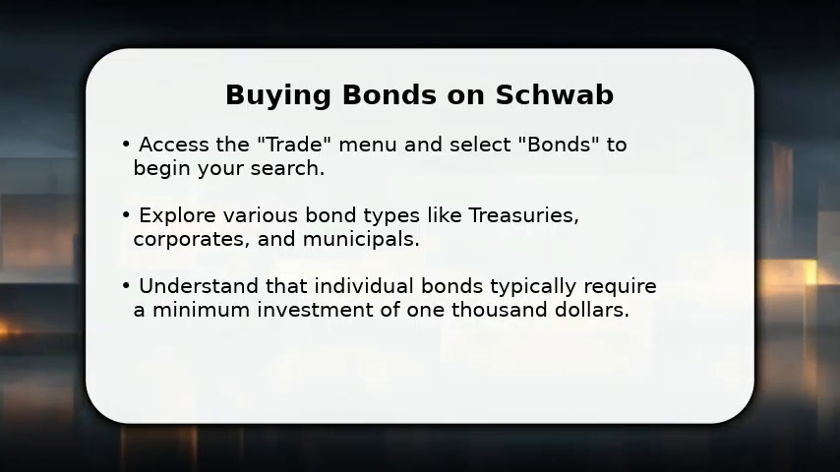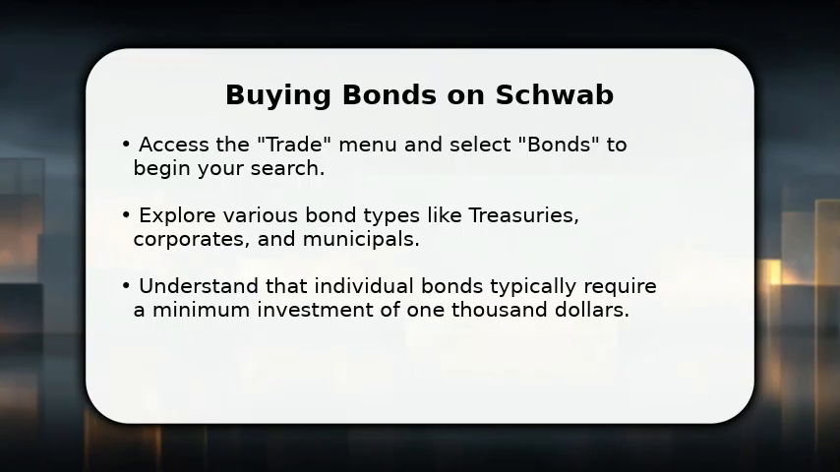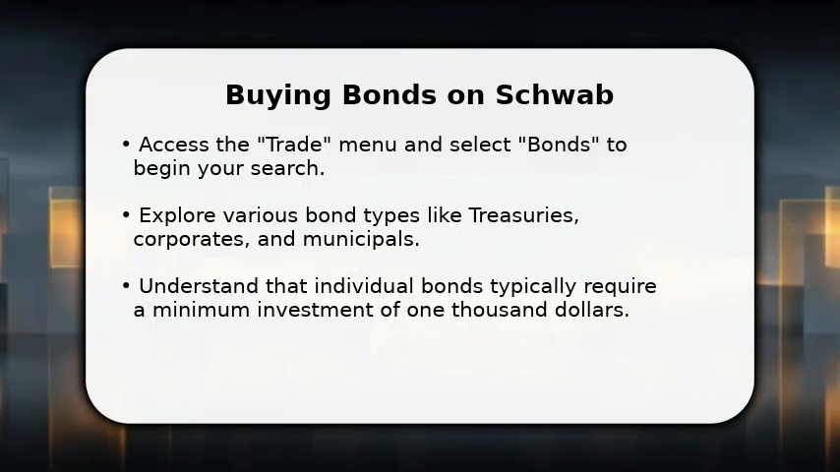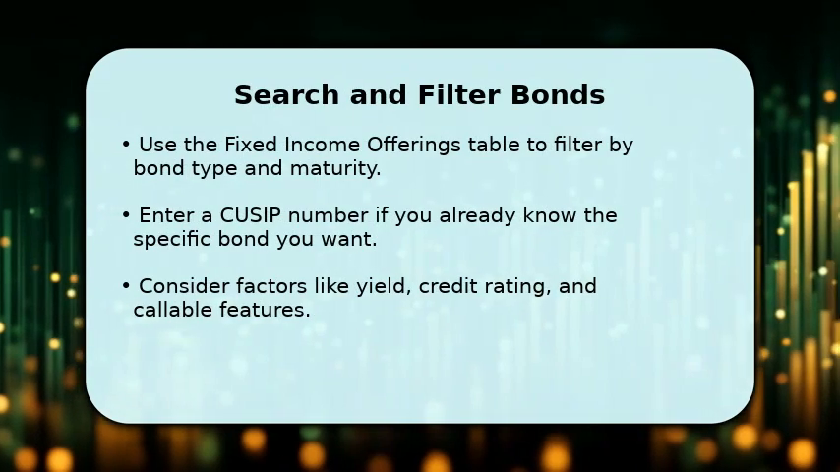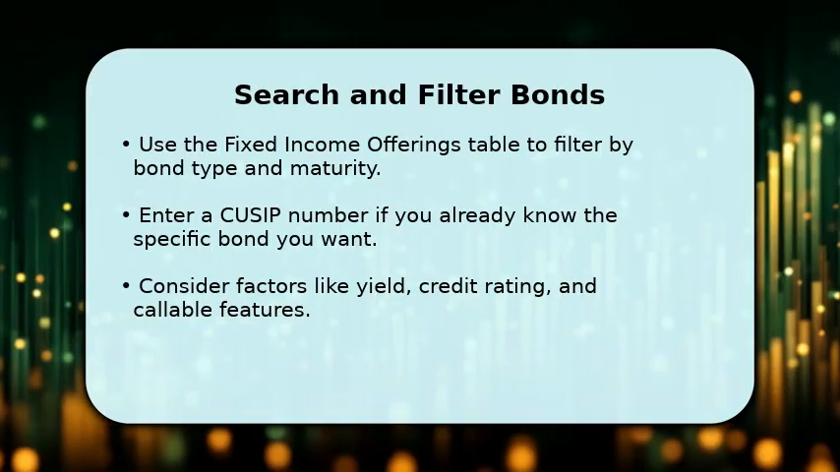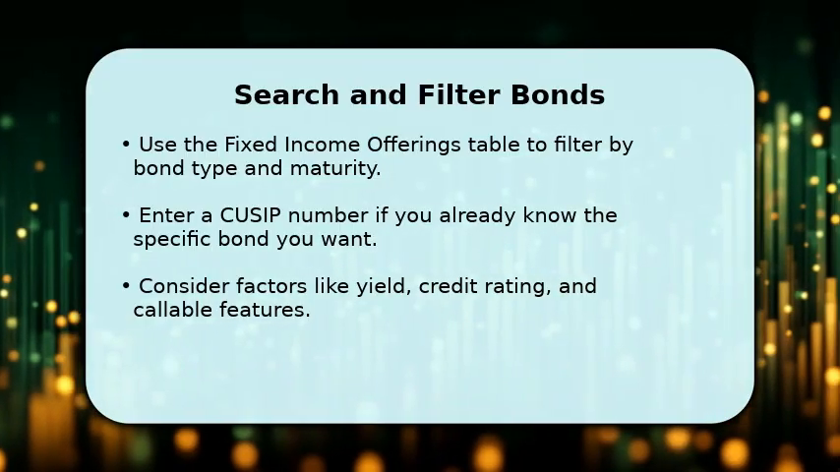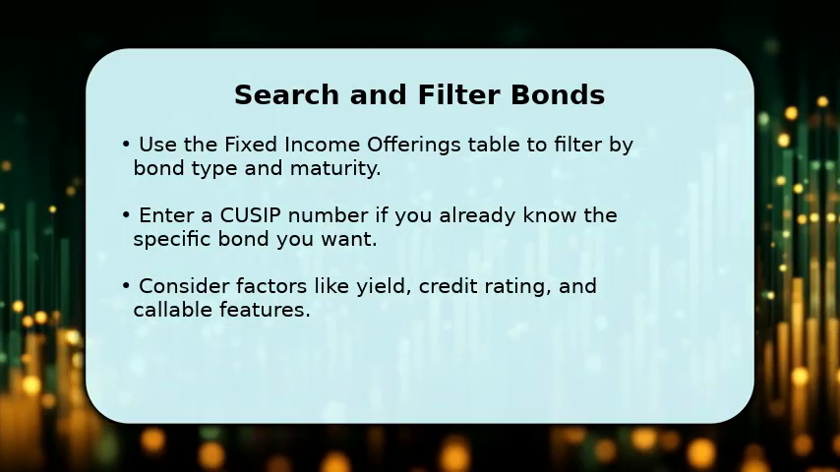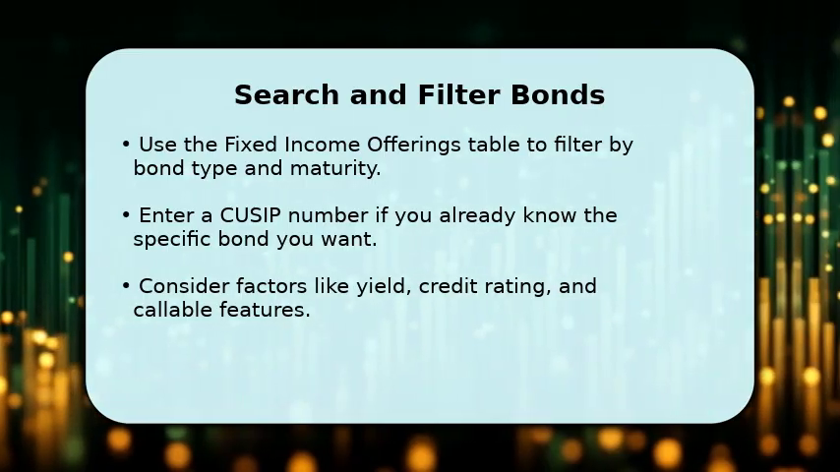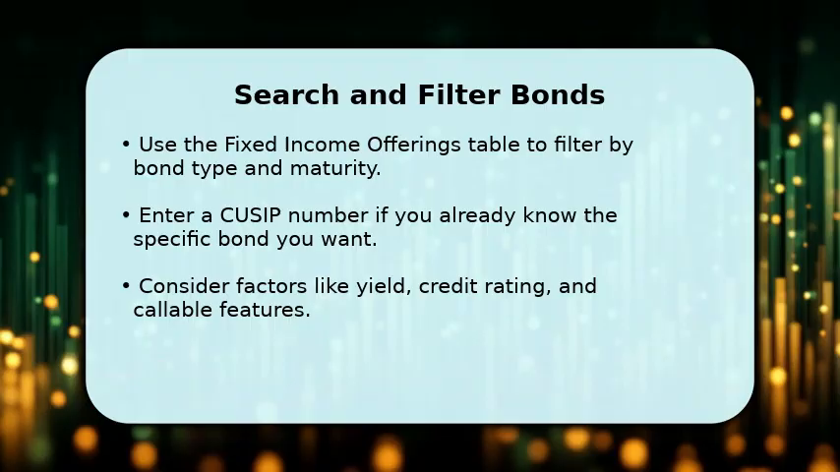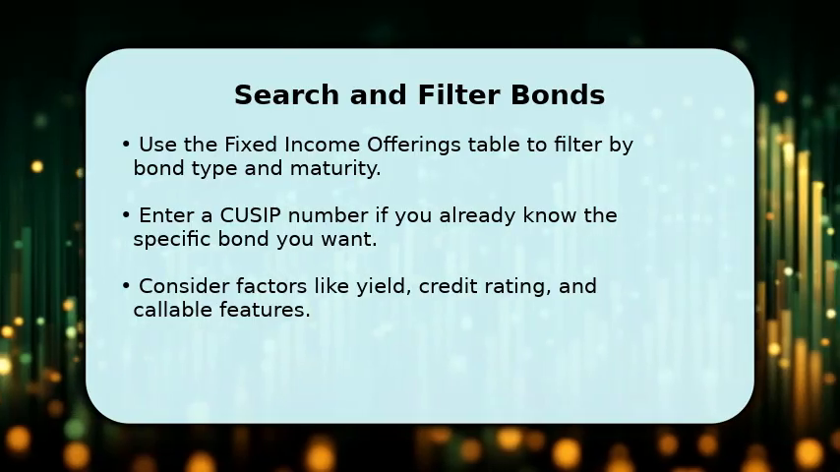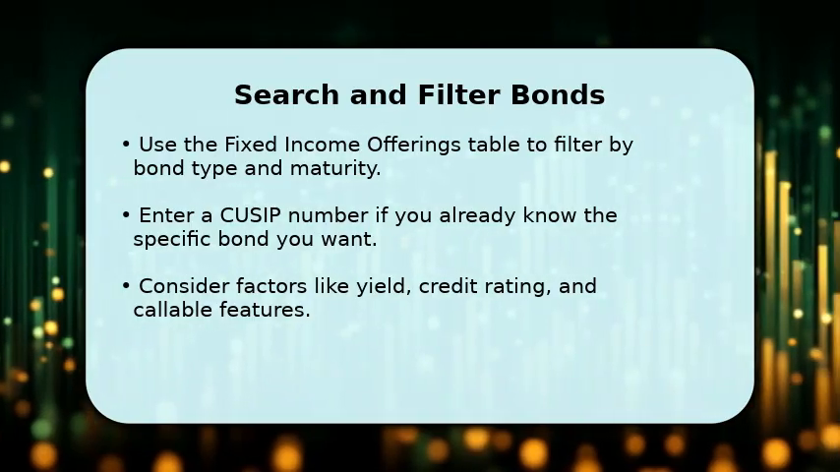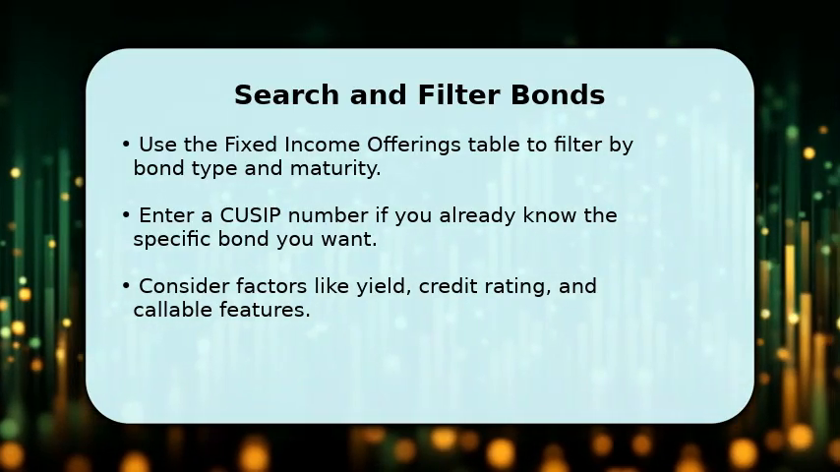Remember, most individual bonds have a minimum purchase requirement, often starting at $1,000 par value. Once on the bond trading page, you can efficiently search for bonds that align with your investment goals. Utilize the fixed income offerings table to filter by specific bond types, such as treasuries and desired maturity dates. If you have a particular bond in mind, simply enter its CUSIP number for a direct search.